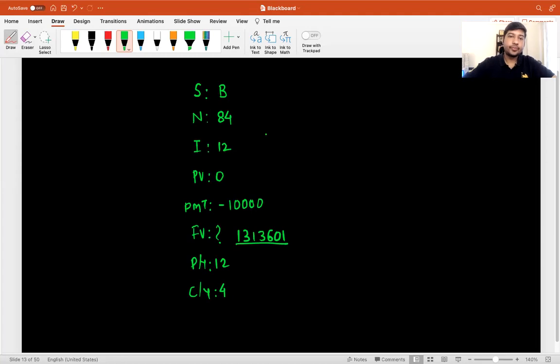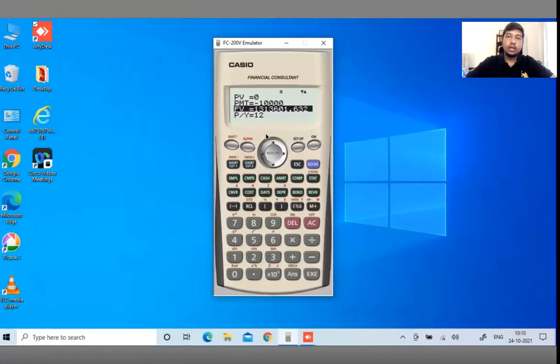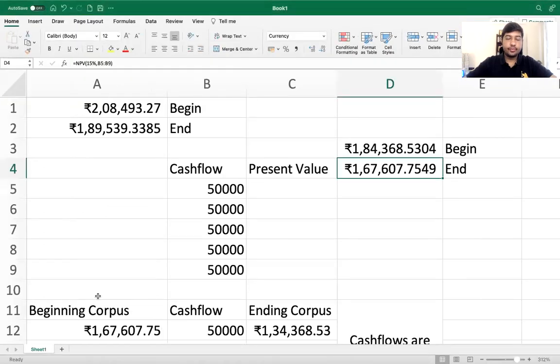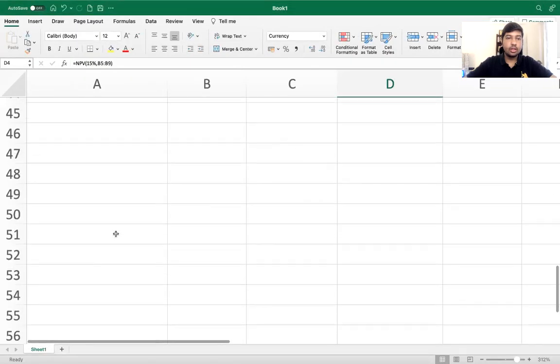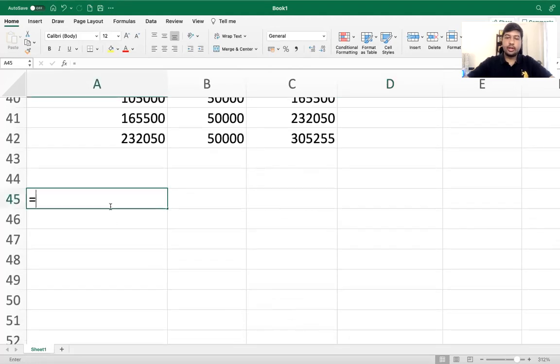Now what we need to do is learn how to calculate this in Excel. We want to calculate the future value. The problem here is that the frequency of the payment is monthly and the compounding interest is quarterly. So we need to ensure that the payment frequency and the compounding frequency match. So how will that work?